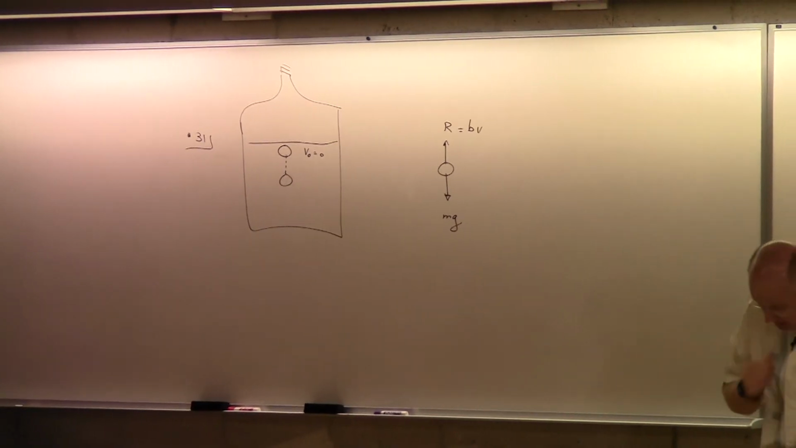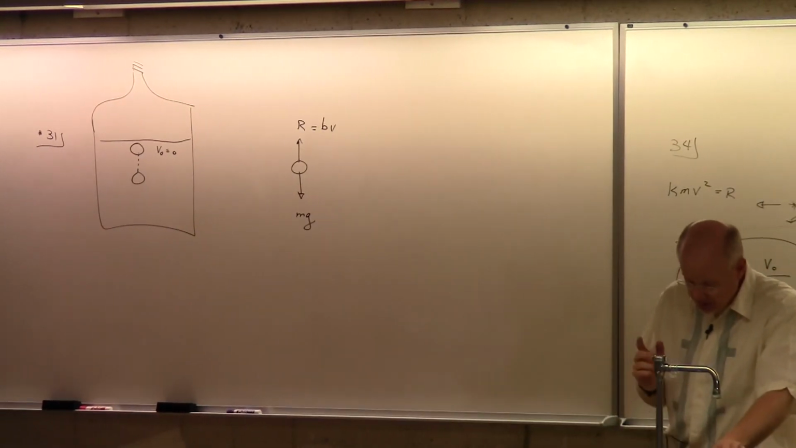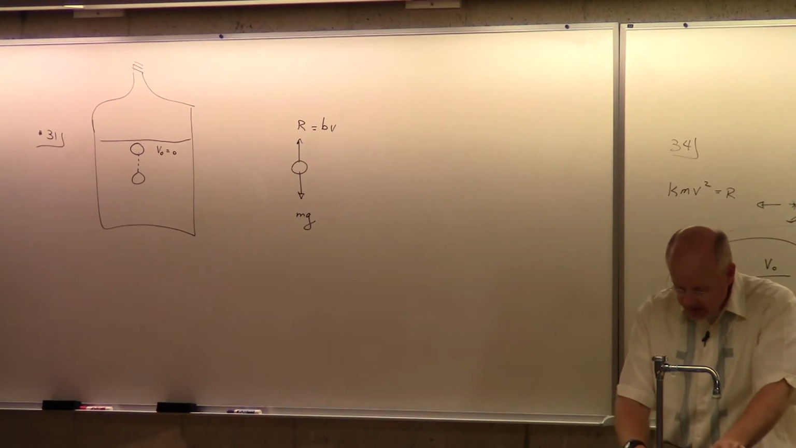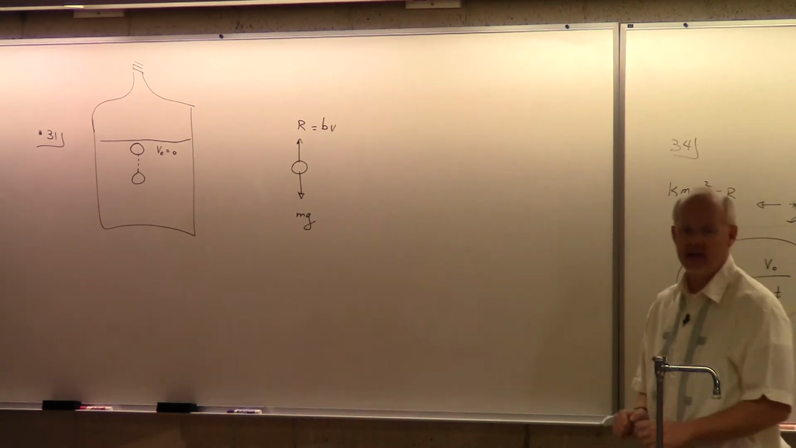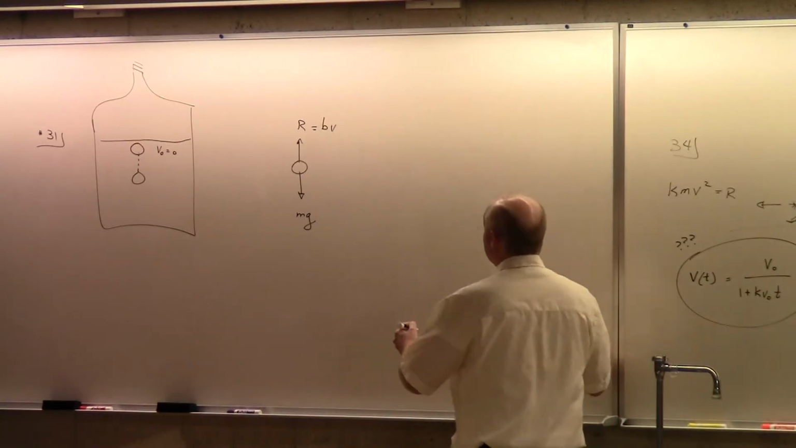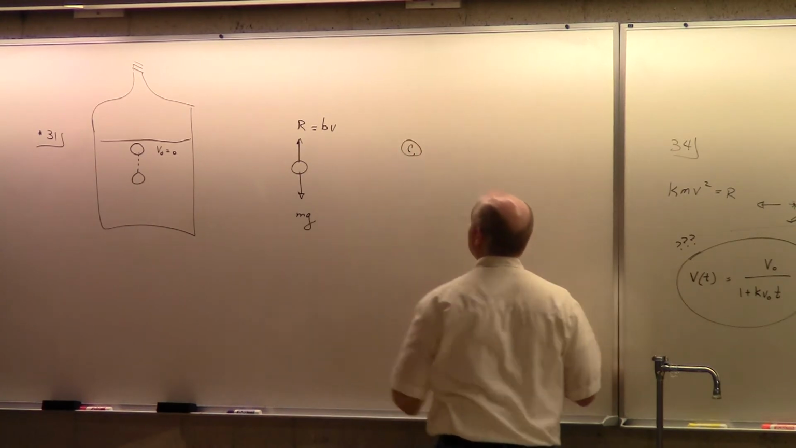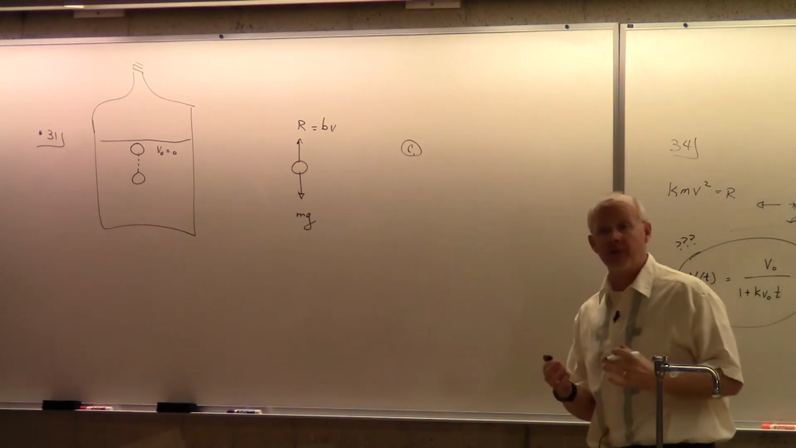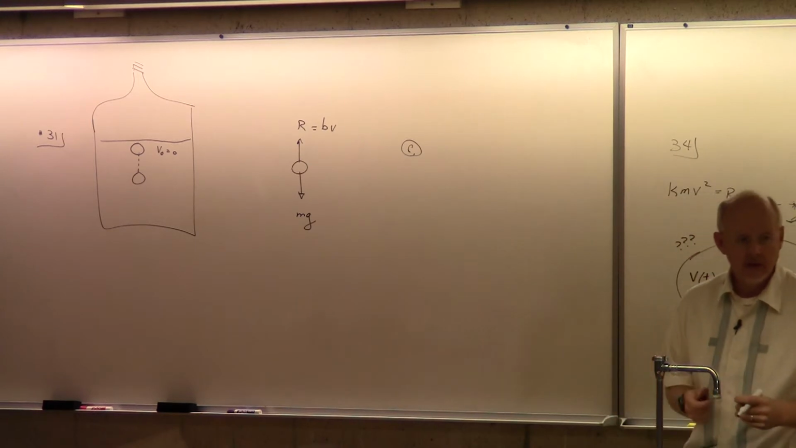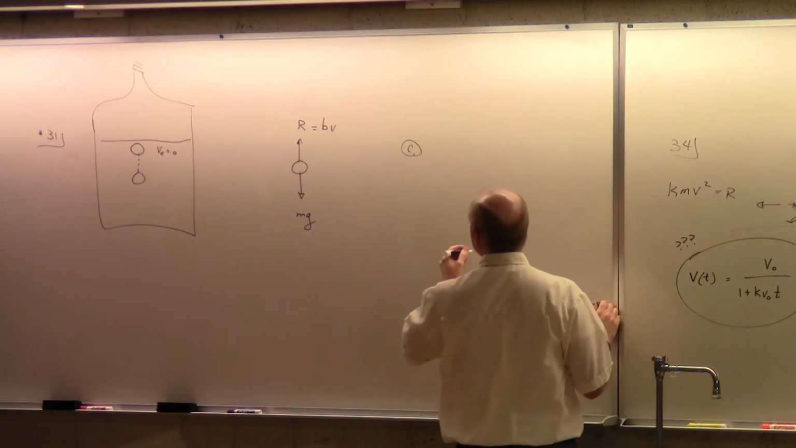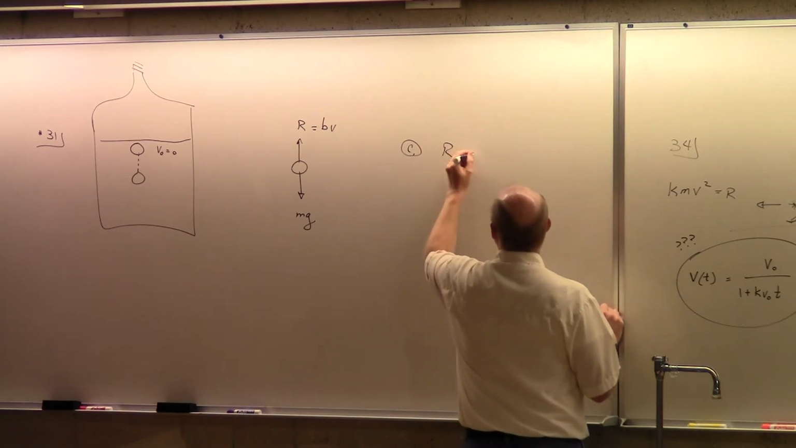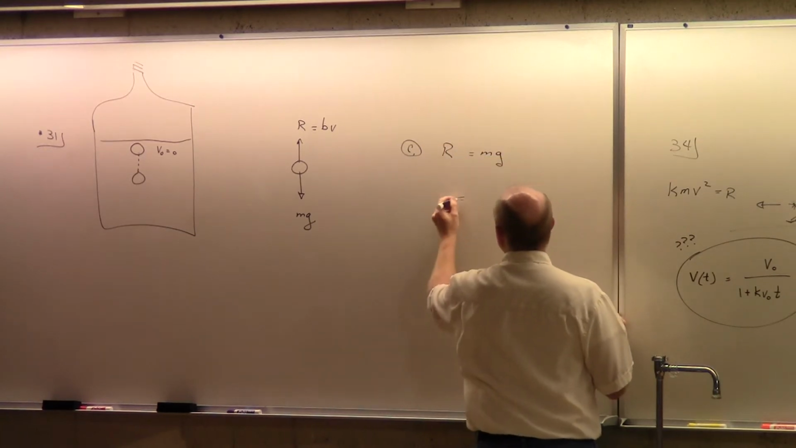Now I say that because I think that was question C. Let's read question C again. What is the value of the resistive force when the bead has reached terminal speed? That's an easy one, right? I'll do this first. What is the value of the resistive force then? It's equal to its weight, right? Right, so the resistive force is going to equal mg.